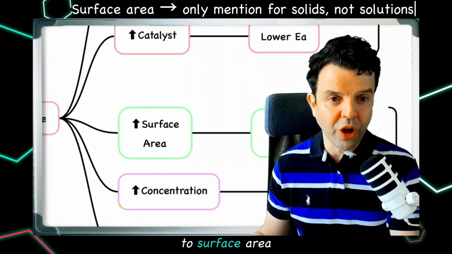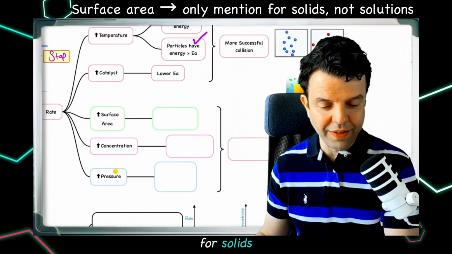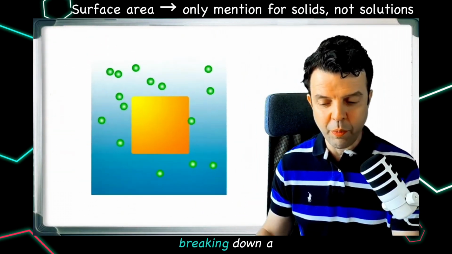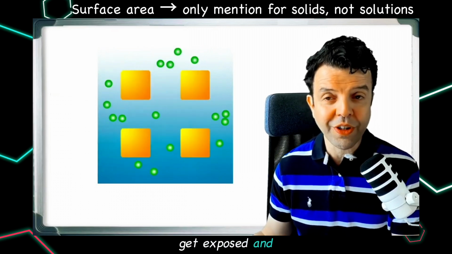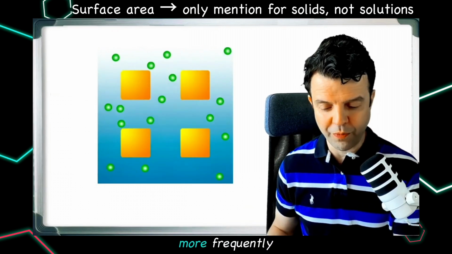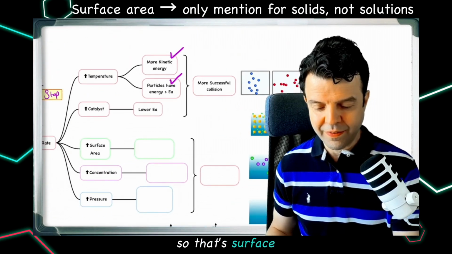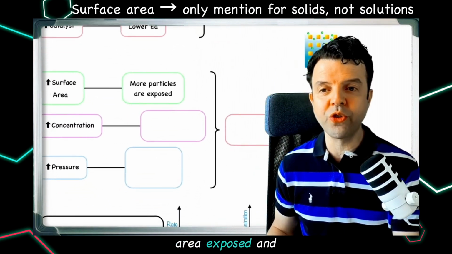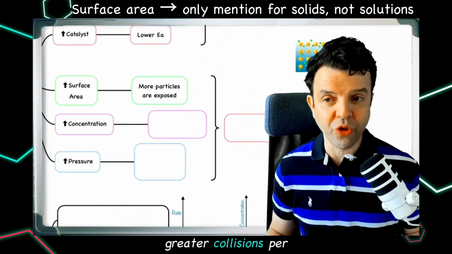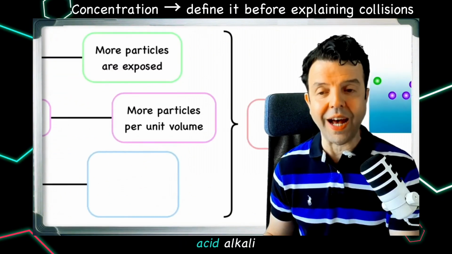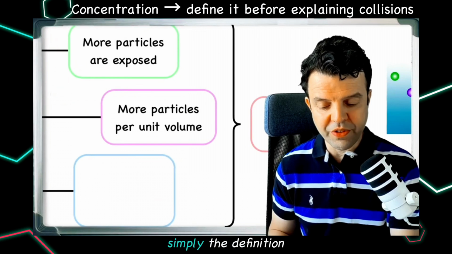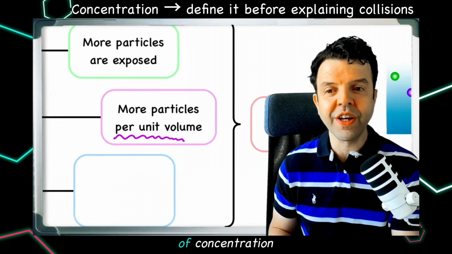When it comes to surface area, this only applies for solids, and when you're breaking down a solid, the solid particles get exposed and they will collide more frequently. So that's surface area exposed and greater collisions per unit time. Concentration, this is for solutions. So you have acids, alkali. You'll tell them simply the definition of concentration.